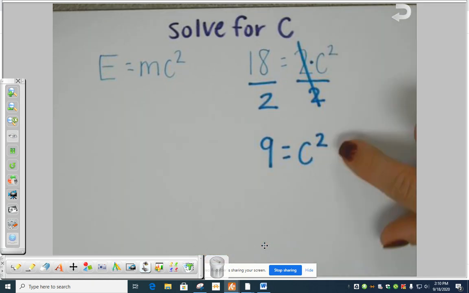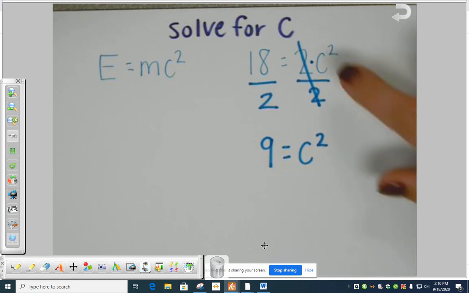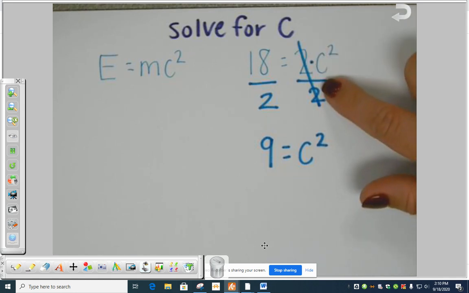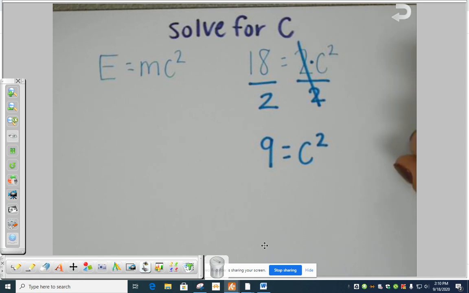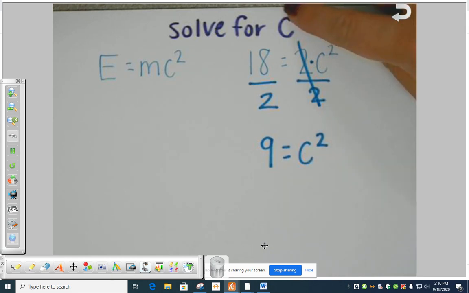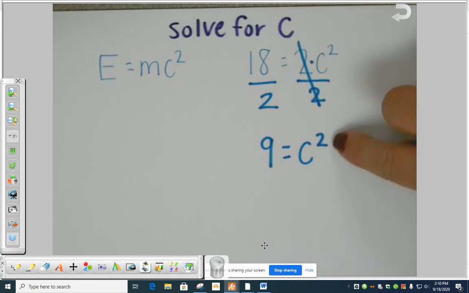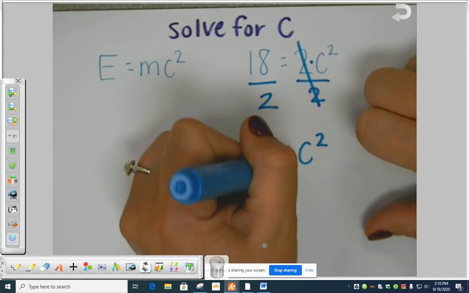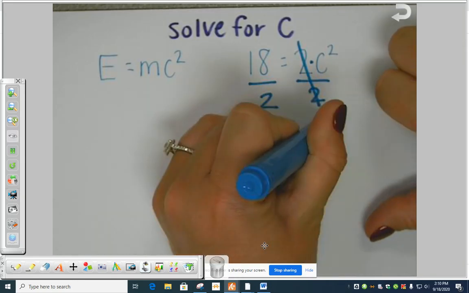Okay, so the last thing here is, just like when we talk about inverse operations, we say the opposite of multiplying is dividing, the opposite of adding is subtracting. Well, the opposite of squaring something is taking the square root of it. Because right now C's not by itself yet. I haven't solved for C quite yet. So to undo that square, to get rid of that exponent, I take the square root of it.